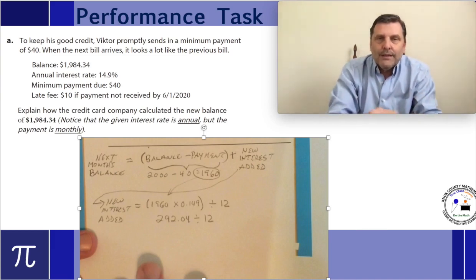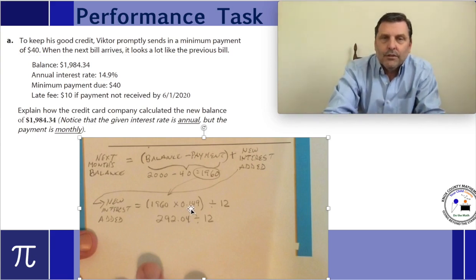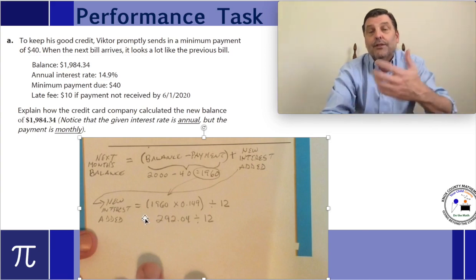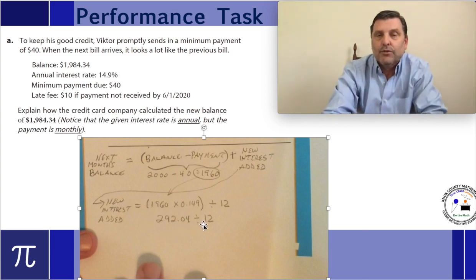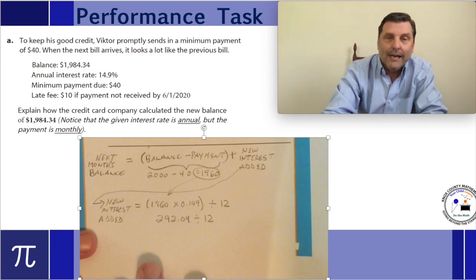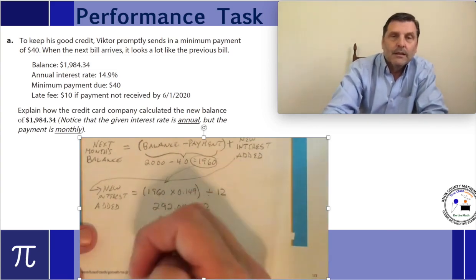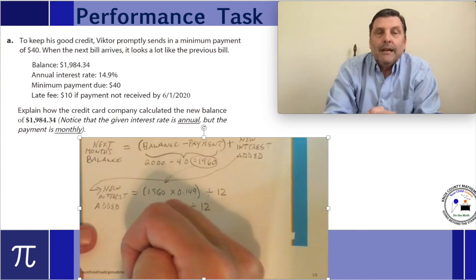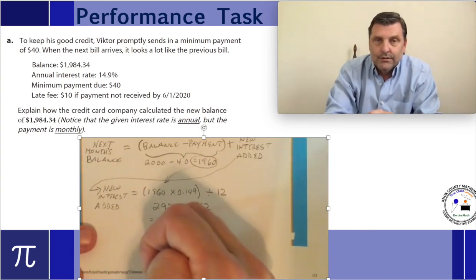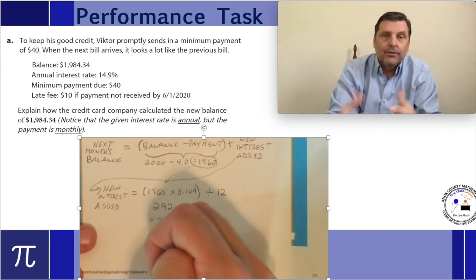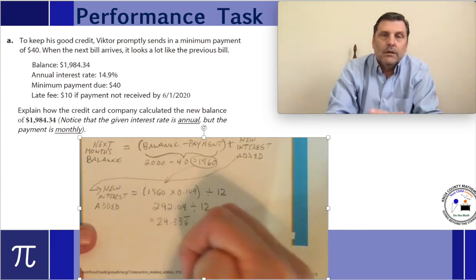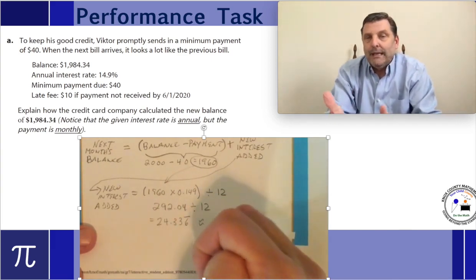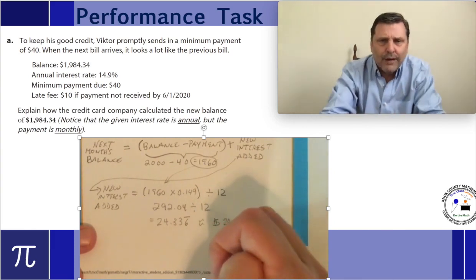If I multiply 1,960 times 0.149, I get 292 and 4 hundredths. Now I'm going to divide that by 12, because this 292.04 would be the yearly amount, and we're dividing by 12 because we're saying what it would be each month. If I divide it by 12, that gives me the amount of interest that we're going to add to what he owes. And that becomes 24.3 and 6 repeating. But because we're working with money, we round that to the nearest hundredths.